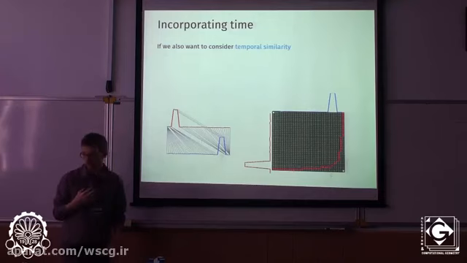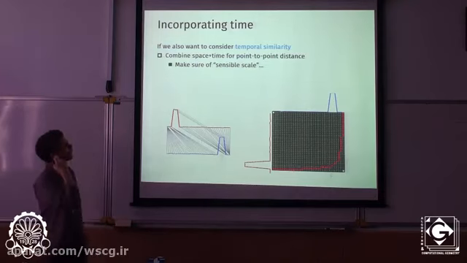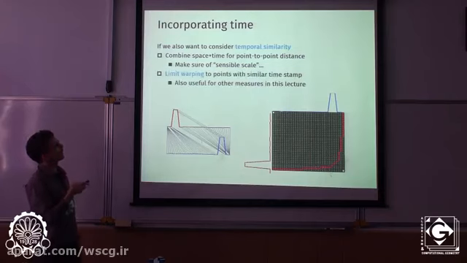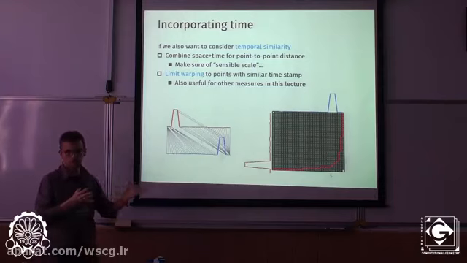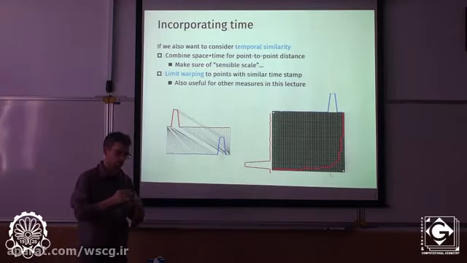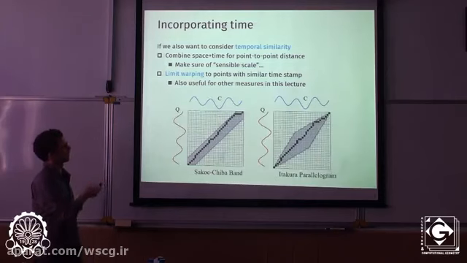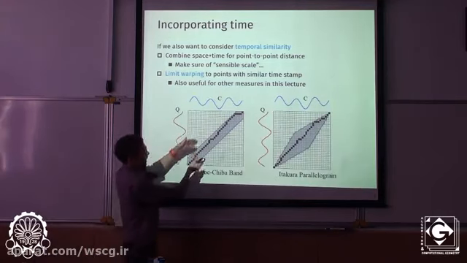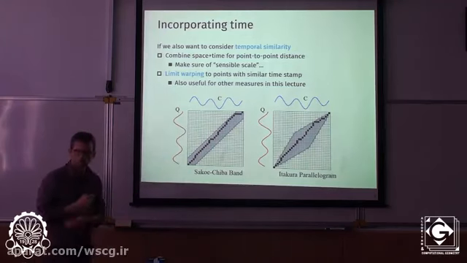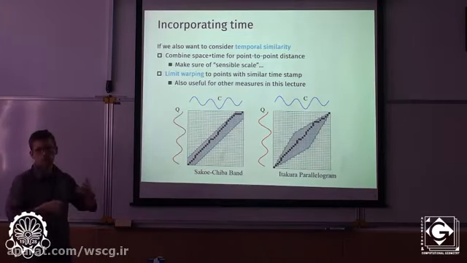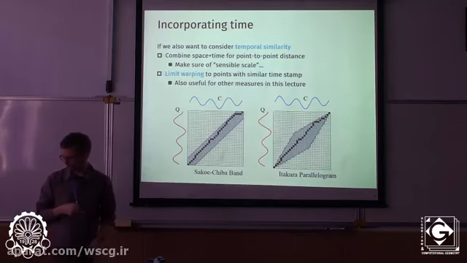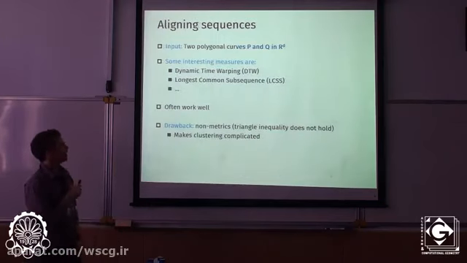But if we want to incorporate it even more, what we can do is limit the warping in terms of how far away it goes from the diagonal. You can think of the diagonal as meaning that with every temporal step, you again align the same data points. So if you, for instance, say you should stay within a band or some other shape around the diagonal, then you can enforce temporal similarity if you want to.